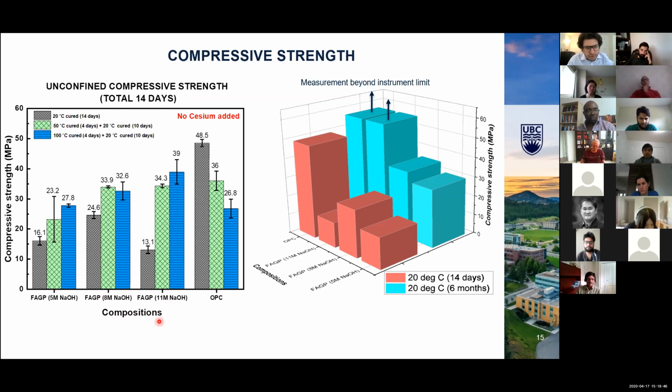Also, it was seen that the 11 molar FAGP produced the highest compressive strength. These tests were performed after 14 days, and I let some of the samples cure for 6 months, and I saw that there is a significant improvement in the compressive strength once they were tested again. The highest compressive strength was more than 56 megapascal for 11 molar FAGP, which was beyond the instrument testing limit, but that's the maximum the instrument could measure. And for the OPC, the compressive strength also increased.